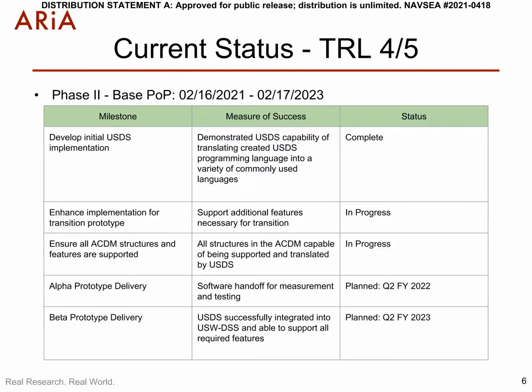USDS is just entering TRL 5. The project is in Phase 2 base, and its period of performance is from February 16, 2021 to February 17, 2023. There are 5 major milestones planned for this period of performance.